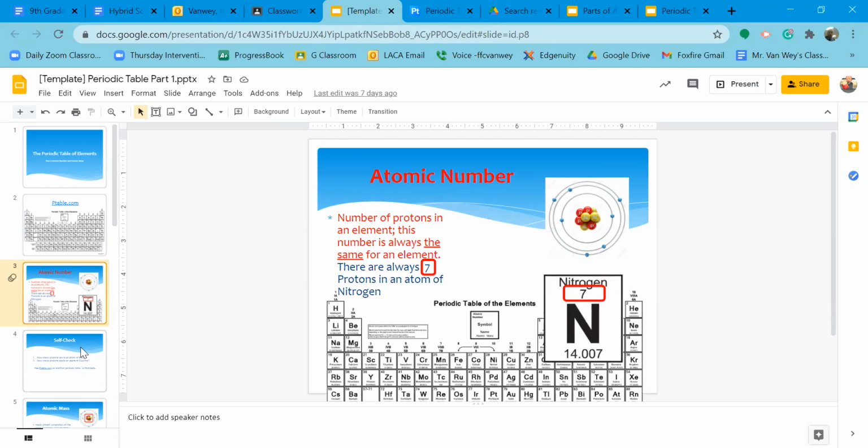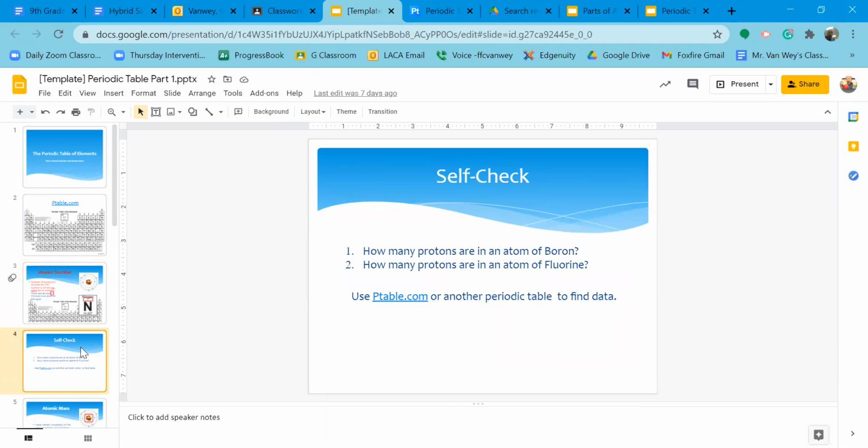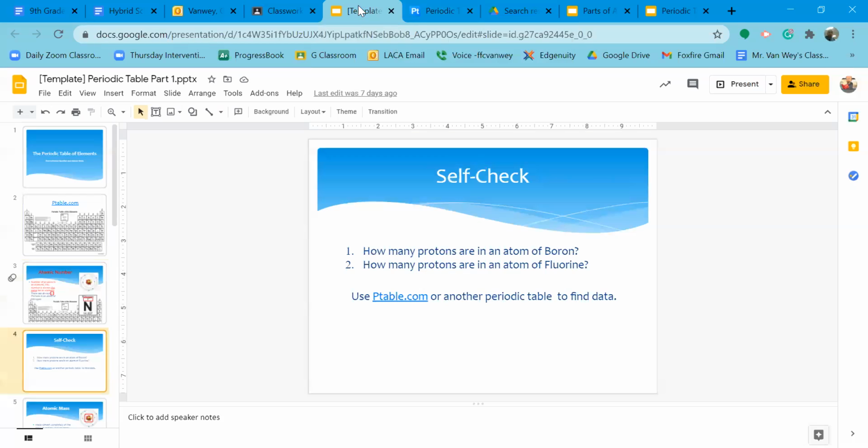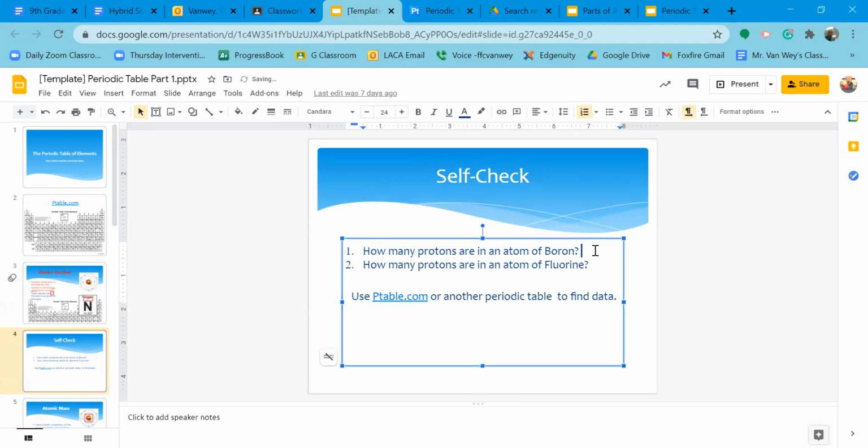So we had this quick self-check, and it said how many protons are in an atom of boron, and how many protons are in an atom of fluorine. And so we just go to our periodic table here, boron. So here's boron. We look, and it has 5. There's a number 5 here at the top. Okay, so our answer to that one is 5.